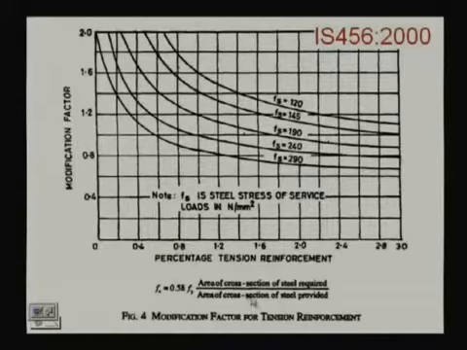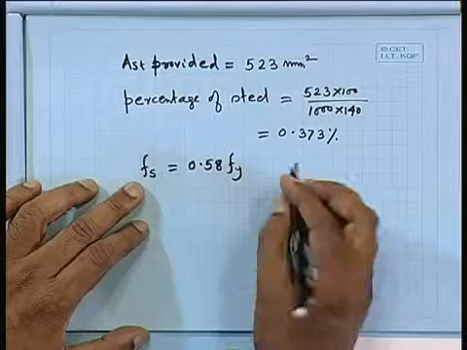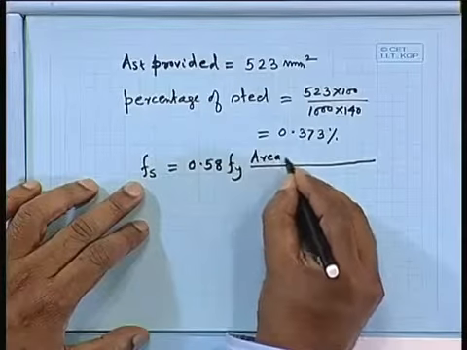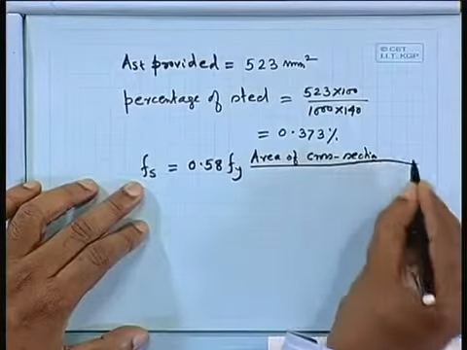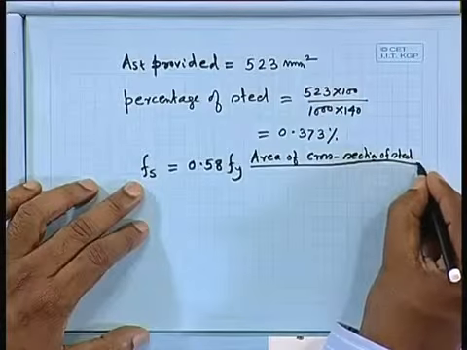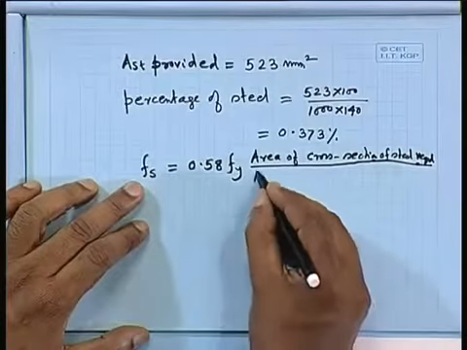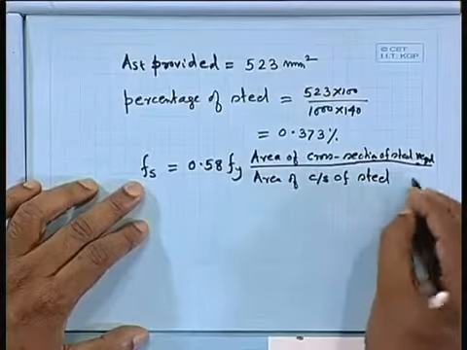If you could not get it from this line, let me write down the formula here. Fs equals 0.58 fy, fy is 415, times area of cross section of steel required, divided by area of cross section of steel provided. This one will be required.